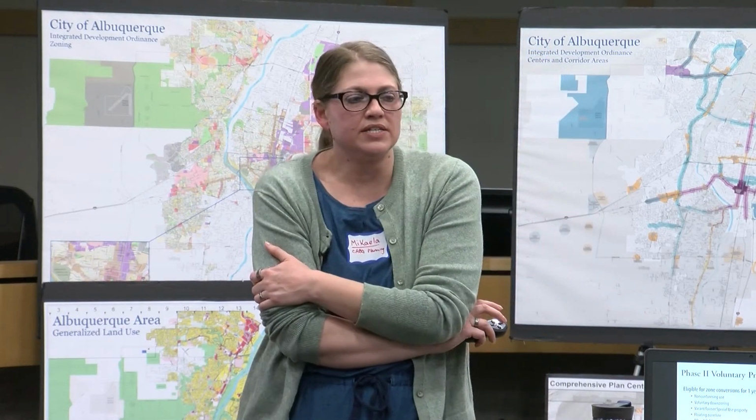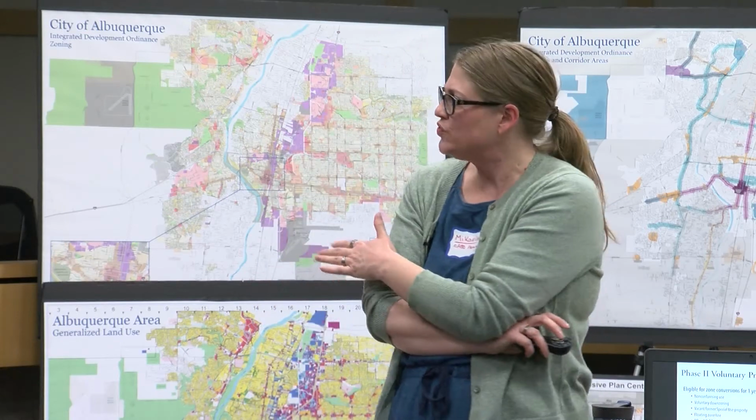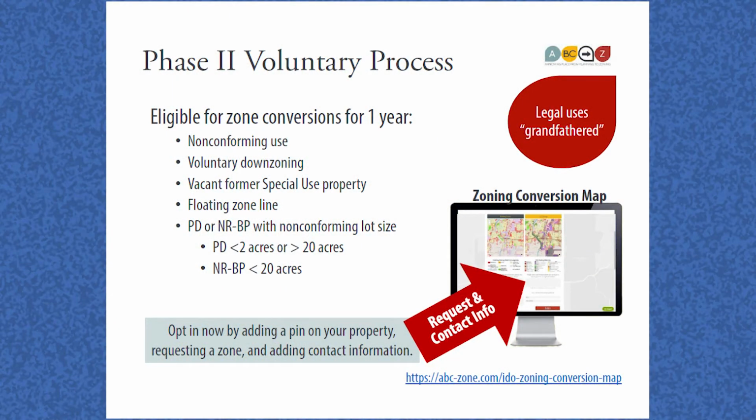In terms of the follow-up Phase 2 voluntary zone conversion process, that resolution, the new one, R1829, replaces the one that we did when we first adopted the Integrated Development Ordinance that sets out these criteria that make a property owner or a property eligible to be part of this follow-up conversion process.